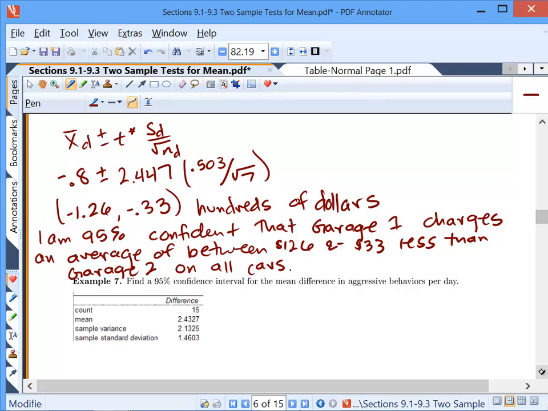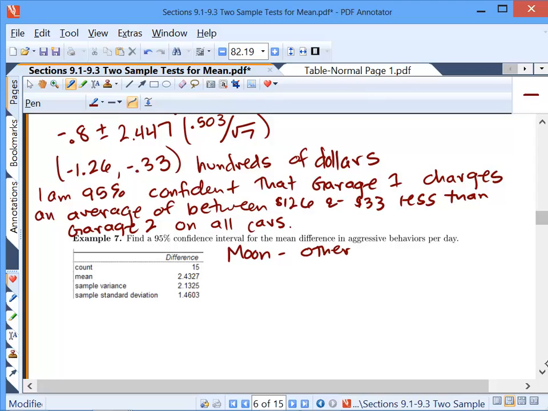So for example 7, find a 95% confidence interval for the mean difference in aggressive behaviors per day. Okay, so the mean difference between moon days and other days. Remember, we did moon minus other. And why is it important to know which direction I subtracted them? So I know which direction to look for, and if I get positives or negatives, I know which one ended up being higher.